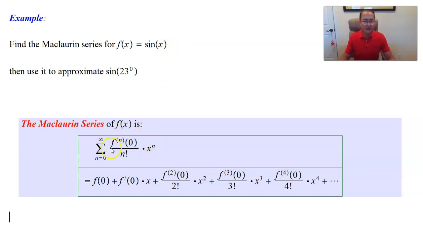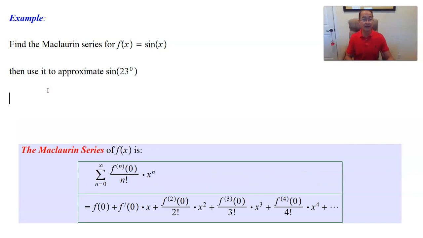Okay, so the Maclaurin series, we need to plug in 0, find the derivative, plug in 0, find the second derivative, plug in 0, divide by 2 factorial, find the third derivative, plug in 0, divide by 3 factorial, and so on. Okay, after we do that, we will use the series to approximate the value of sine at the angle 23 degrees. Okay, so here is our function. So if you plug in 0, f of 0 is sine of 0, and everybody knows that the sine of 0 is 1.